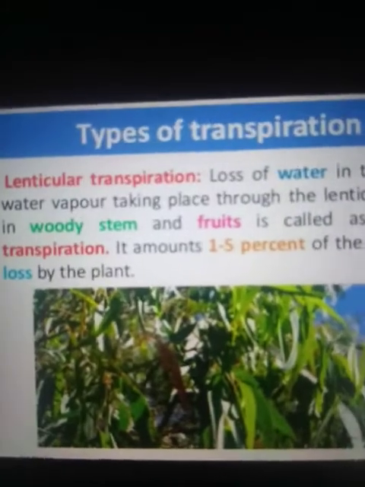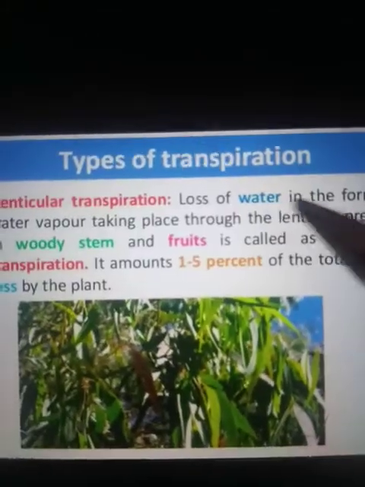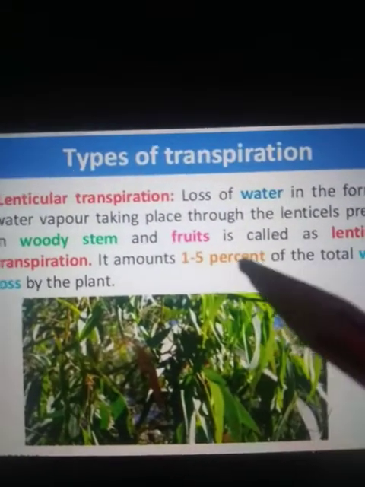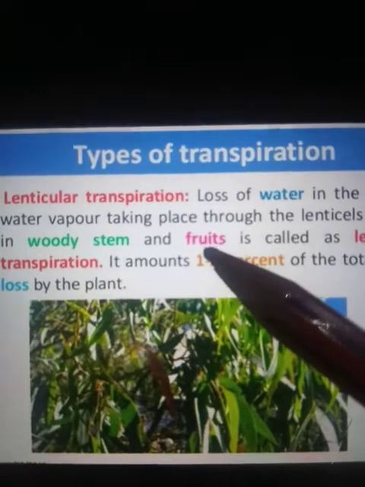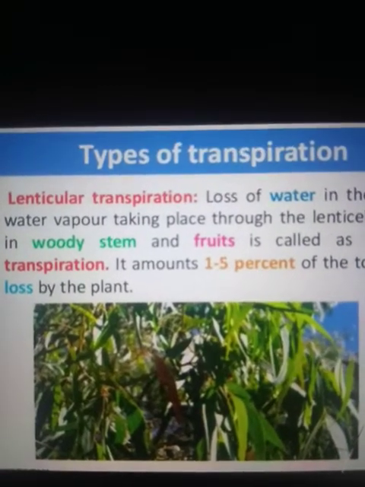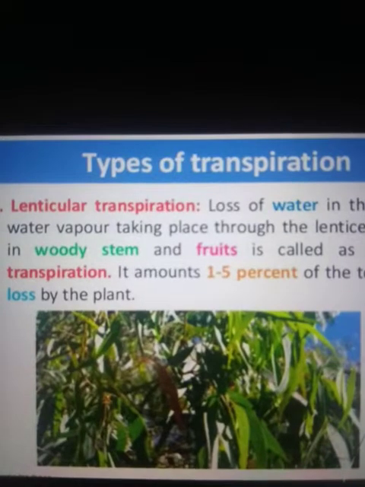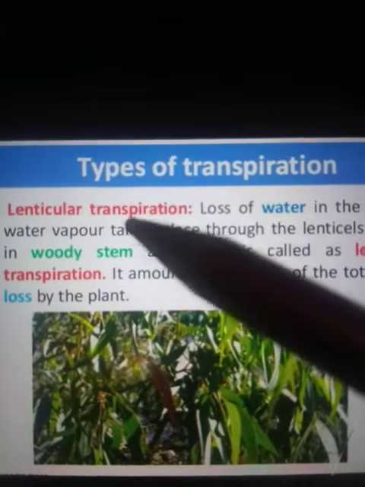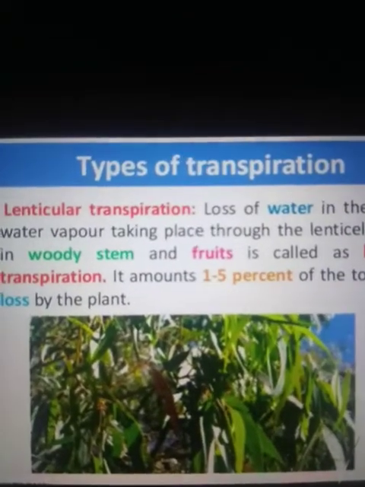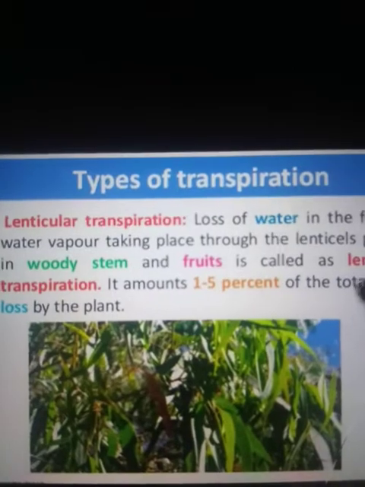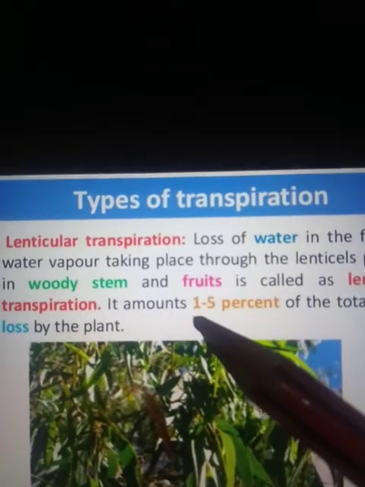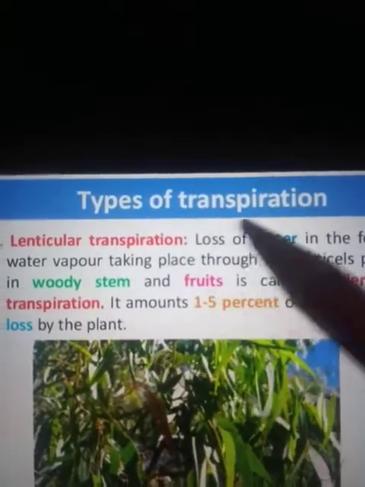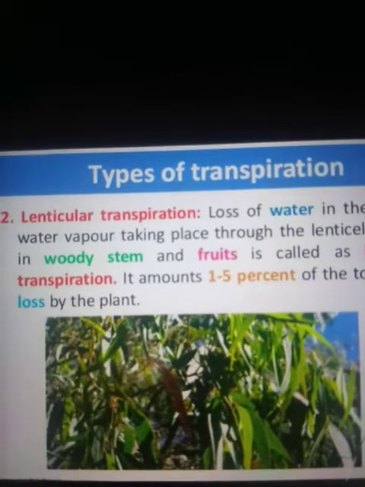The second type is lenticular transpiration. In this, there is loss of water in the form of water vapor through the lenticels. You have seen that lenticels occur in fruits. The small dot-like structures over the surface of a pear or apple are the lenticels. Lenticels are small pores which are present on fruits or on woody stems, and they contribute about 1 to 5% of the total water loss by the plant. This transpiration is known as the lenticular transpiration.